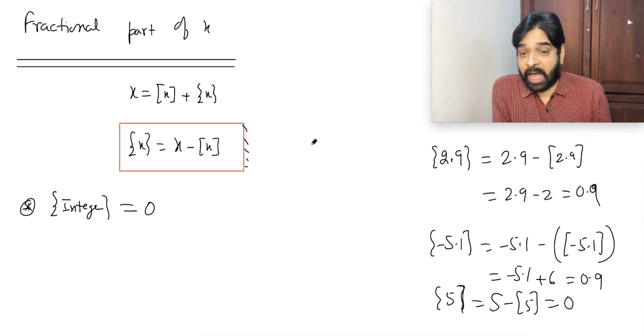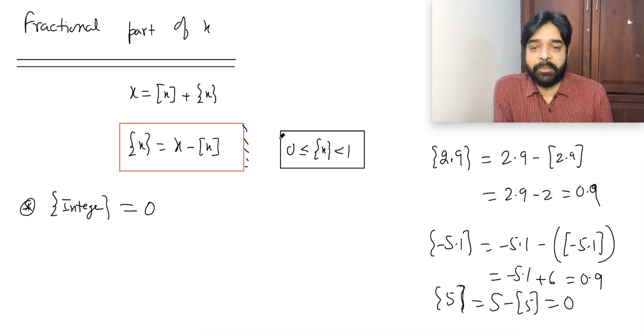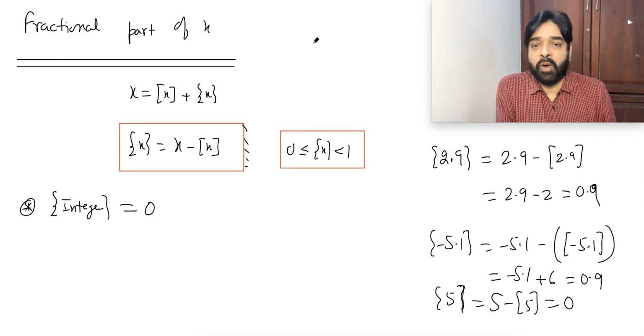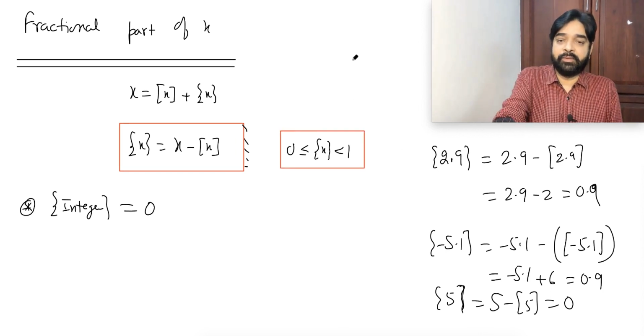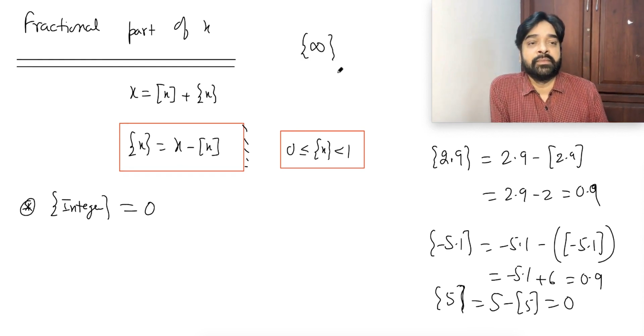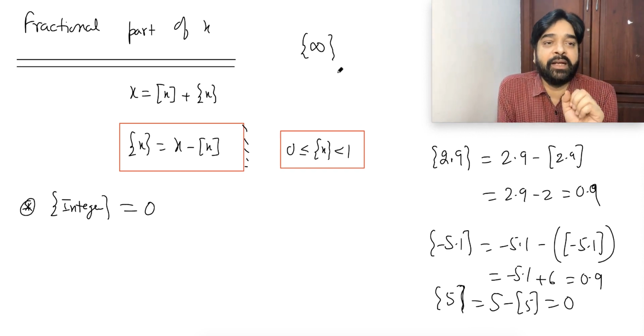Fractional part of x always lies between 0 and 1. This point you should never forget. It's the most important thing. Fractional part of anything always lies between 0 and 1. Suppose somebody says, what is the fractional part of infinity? That also I cannot say, but it will be a finite number and that will lie between 0 and 1.